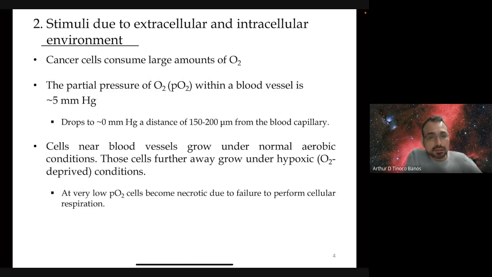So a few things with regards to the oxygen level. Cancer cells consume large amounts of oxygen. The partial pressure of oxygen within a blood vessel is about 5 millimeters of mercury. This will drop to about 0 at a distance of 150 to 200 microns from the blood capillary. Cells near blood vessels grow under normal aerobic conditions, but those cells that are further away grow under hypoxic, oxygen deprived conditions. And so those that are even further away become necrotic due to failure to perform cellular respiration.